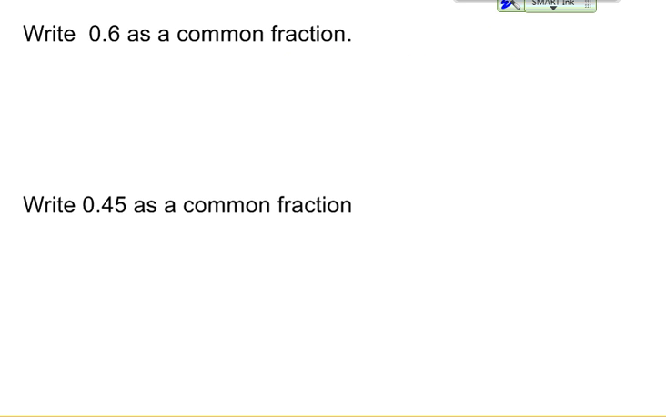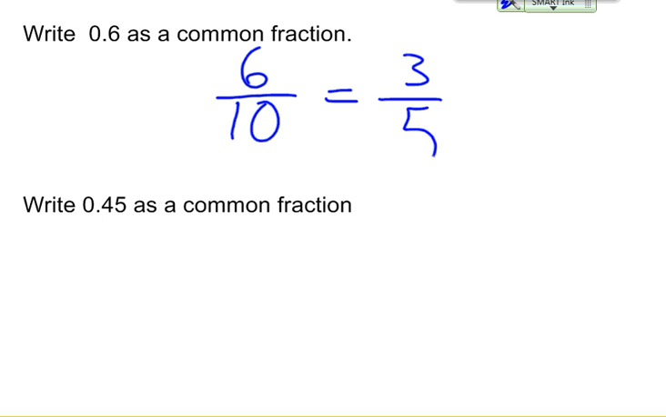The other thing that we're working with today is just reviewing the concept of writing decimals as common fractions, right? So as we read this, we would say this is 6/10. And so I say, okay, that's 6/10. But then we want to reduce, so I'm going to divide both by 2, and that's going to give me 3/5. Here, I look at this one, right? 45 hundredths.